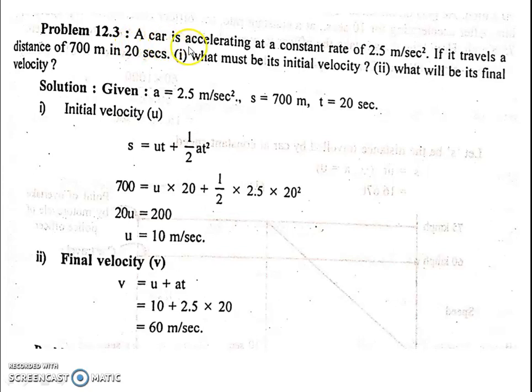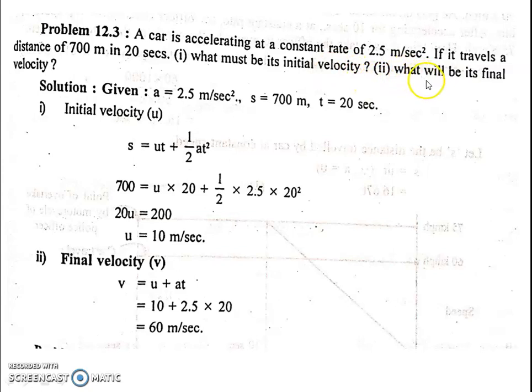A car is accelerating at a constant rate of 2.5 meter per second square. Acceleration a is given, that is 2.5 meter per second square. If it travels a distance of 700 meters, s is given, 700 meters, and t is given, 20 seconds. What must be its initial velocity? Initial velocity is denoted by u.